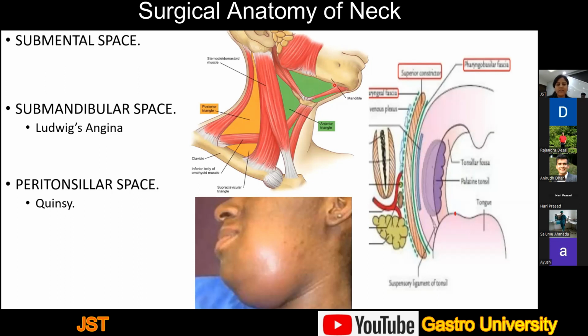So whenever we get an infection of this space or of the level 1B group of lymph nodes, mainly odontogenic, this infection rapidly spreads into the oral cavity, which gives rise to edema in the oral cavity, compromising the airway.